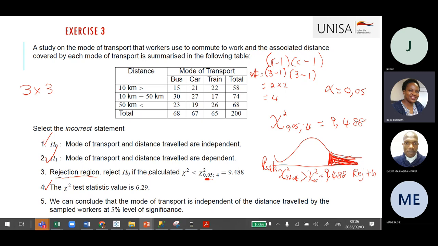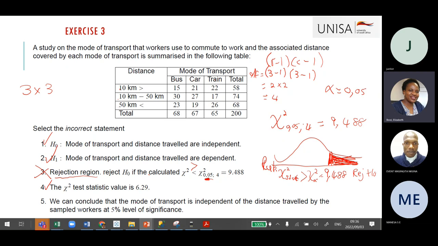Now, in terms of this question, it says we reject the null hypothesis if your test statistic is less than your critical value. Is that correct? Will that be correct? I've just given you the rule. That will be incorrect. It's supposed to be greater than for us to reject. So that will be the incorrect one.